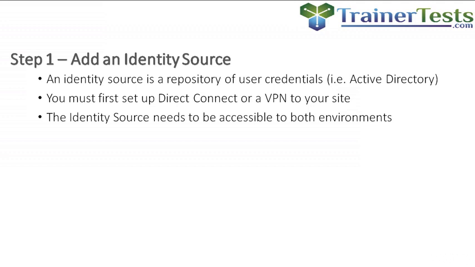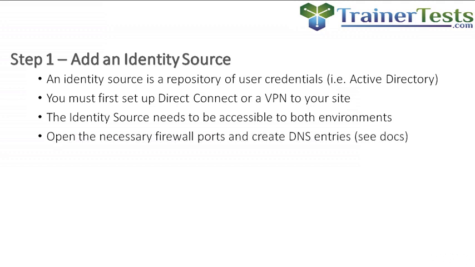We may need to do some changes in DNS and make sure that everything is able to resolve properly. But once that identity source is accessible to both locations, we've opened up all the necessary firewall ports. We've created all of the DNS entries required. Then kind of step one, we're almost complete with step one. Now, you'll notice here it says see docs. There's documentation walking you through how to open these firewall ports and create the required DNS entries.